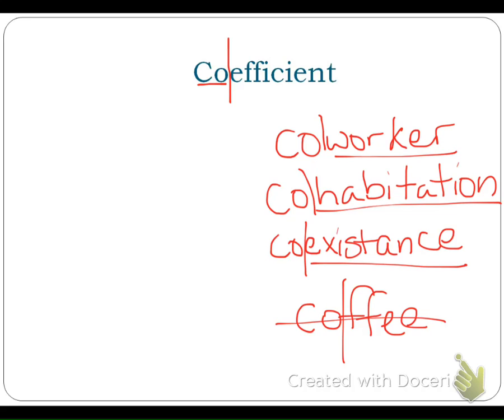So why am I spending so much time explaining what the prefix CO means? Well, let's look at the relationship between these three words. Co-worker is somebody you work with. Cohabitation is somebody you live with. Coexistence, something that exists with something else. Notice as I was explaining each one of these, you hear the with, and with. That's the same thing with the word coefficient. It means with something. That's going to help you remember what the definition of a coefficient is.